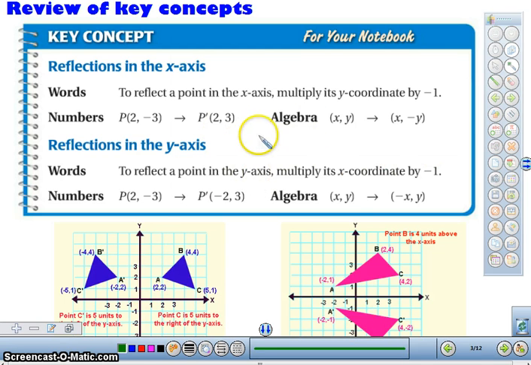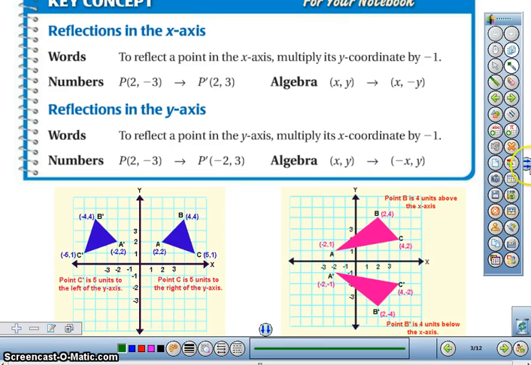So the key concept, and at the end of this class period, after you've watched the video, and if you need to pause it, just ask the sub to pause the notes. The key thing is at the end, you are going to be taking a quiz, and you are going to be asked to reflect, just like you did in yesterday's homework, a point like P, which is located at 2, -3, over the x-axis. When it reflects over the x-axis, you will notice that the y is going to change to the opposite coordinate. The x one stays the same.